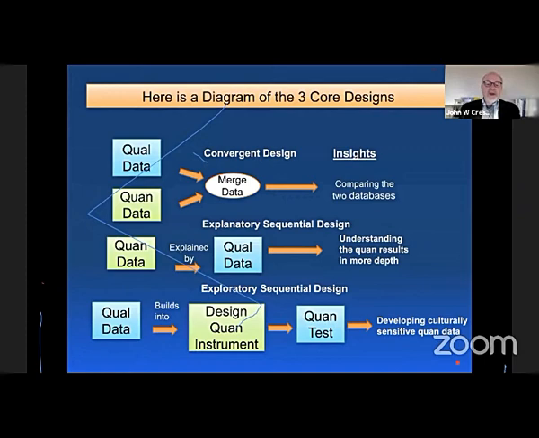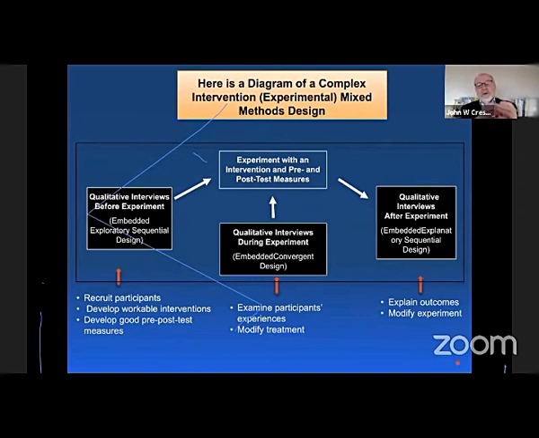Now, moving to those complex designs, what we're going to do is put those core designs into a larger process or framework, such as an experiment. So in an experiment, which you see in the box in the center here, we might start with some qualitative interviews before the experiment. We're going to embed an exploratory sequential core design into the experiment. Or we might do an experiment where, while the experiment is running, we're gathering qualitative data as well. We're going to embed a convergent design in the experiment. Or a really popular approach in health sciences these days is to gather qualitative data after the experiment or intervention to help explain those results.